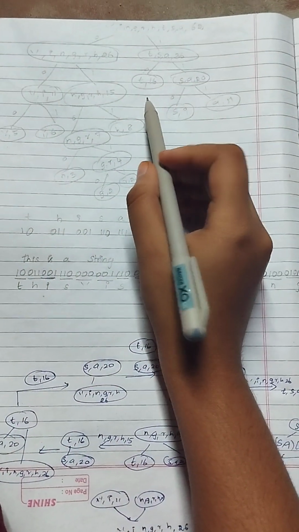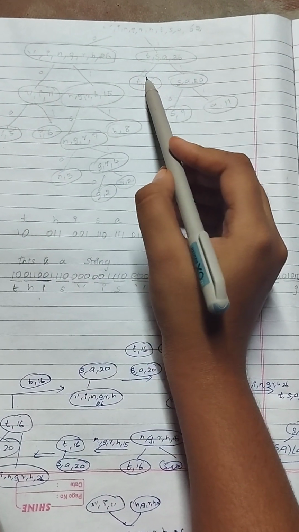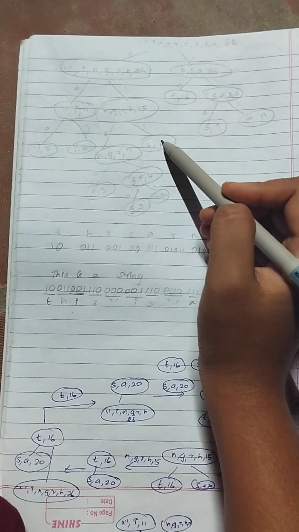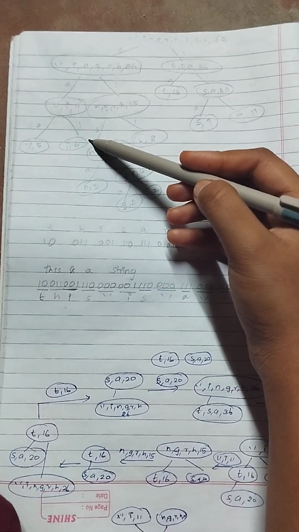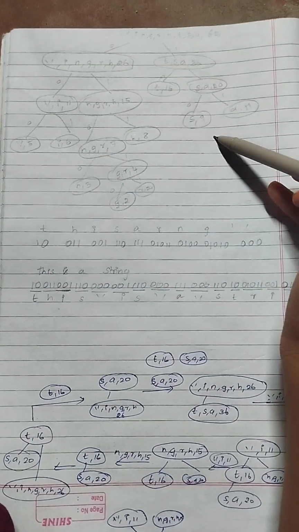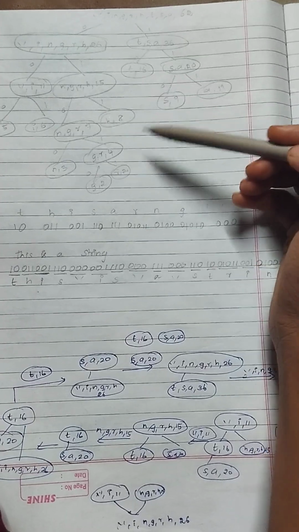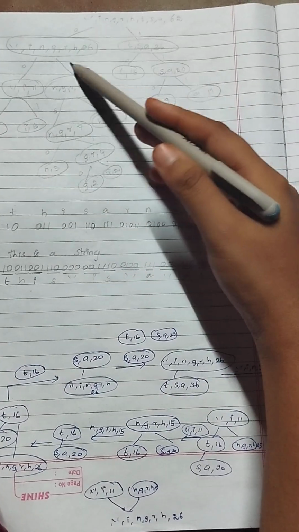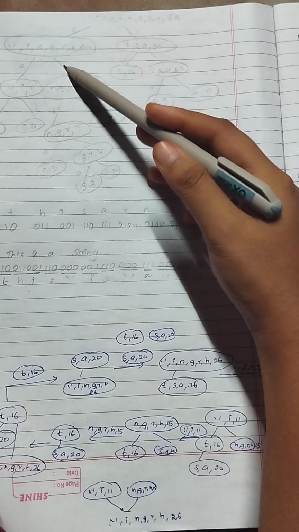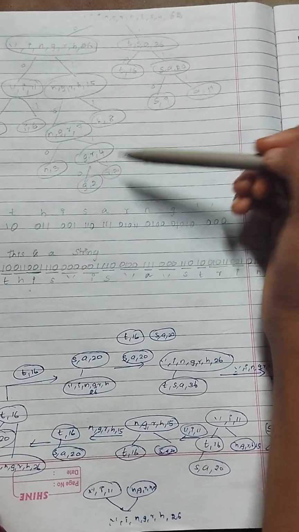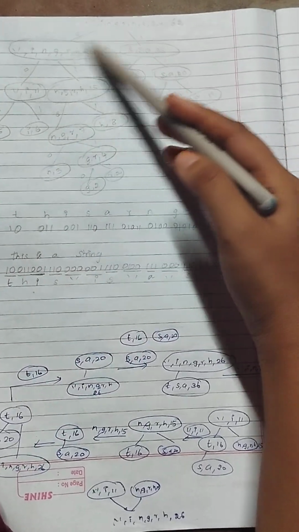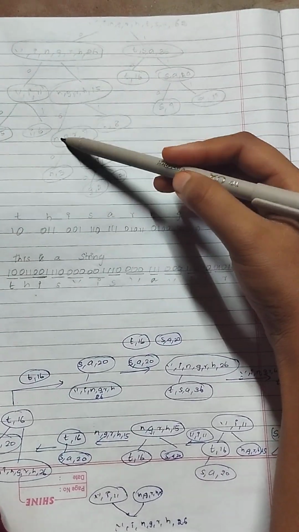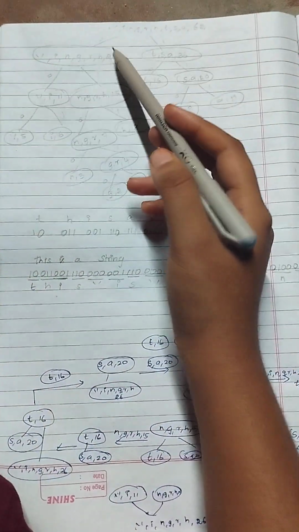Like T: here it is T, so we reach 1 0. H: here is H, so we reach 0 1 1. I: where is I here, so 0 0 1. S: 1 1 0. Then A: 1 1 1. Then R: 0 1 0 1 1. N here: 0 1 0 0. Then G: 0 1 0 1 0. Then space: 0 0 0.